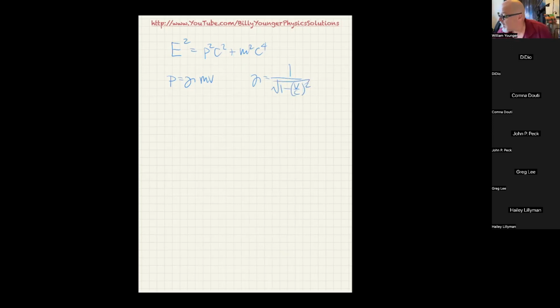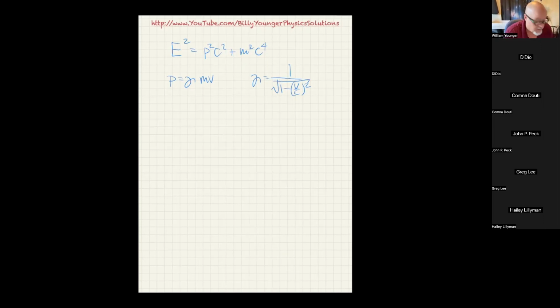Let me remind you, the energy, according to relativity, E squared is equal to P squared C squared plus M squared C to the fourth. You can use P equals gamma times MV, where gamma is 1 over the square root of 1 minus (V over C) squared. And that will get you the momentum.